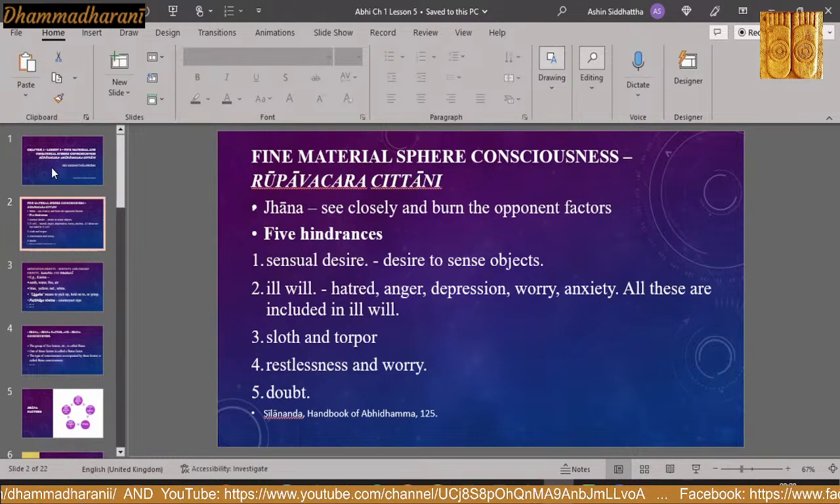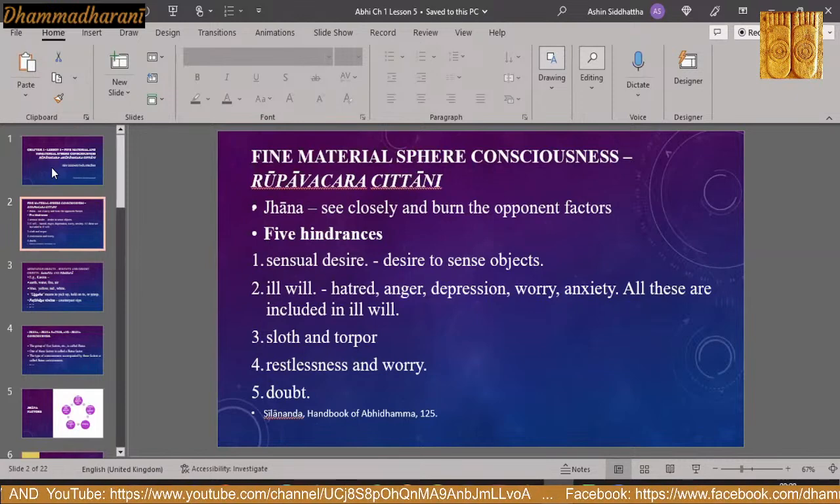Another meaning is to burn the opponent factors, which has a nature of destroying or burning, abandoning the opposite factors. That's another interpretation. But this interpretation is matched only with the jhanas, while the first interpretation matches with all the citta. Okay, let's see what the opponent factors are. What are the opposite factors of the jhana?